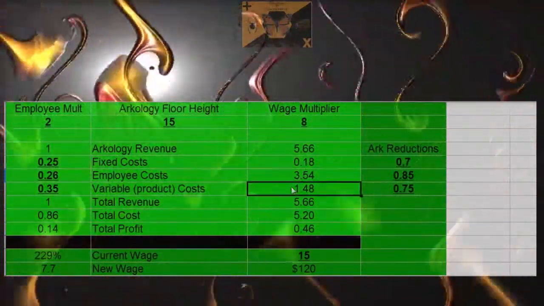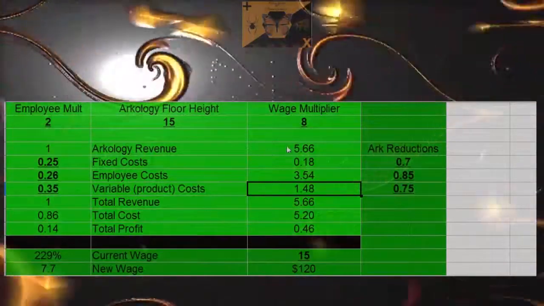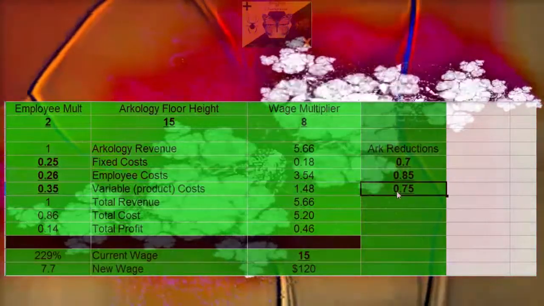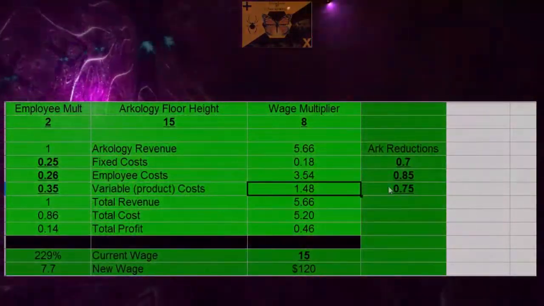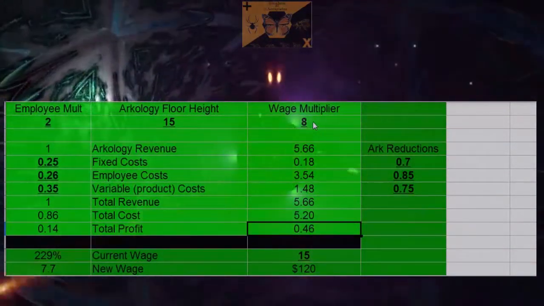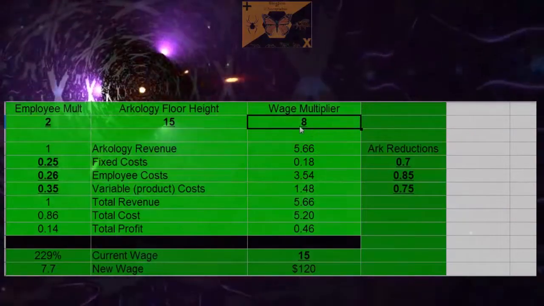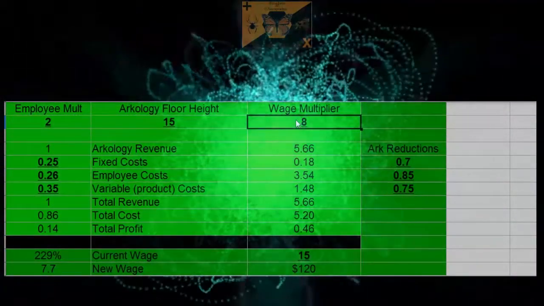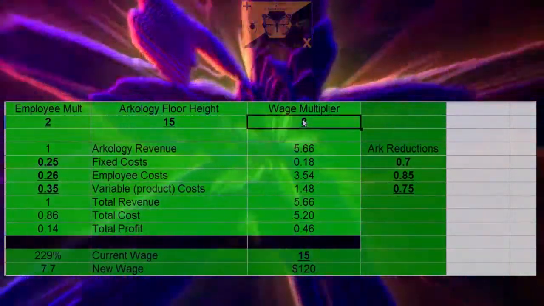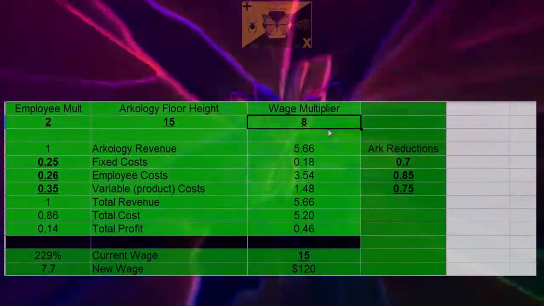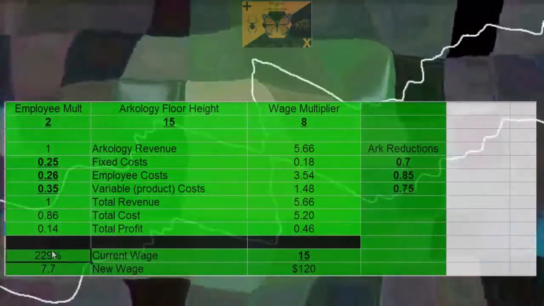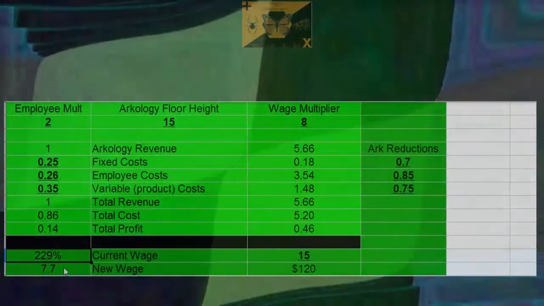And your variable product costs get multiplied by 5.6 because you're selling 5.6 times more products. But it has this 25% decrease on that. So you add them all up, you have 0.46 over. And this also, you can have a wage multiplier. This is the big one. You can adjust your wage multiplier to get your profit into a reasonable range. So this is how much you can increase the wages of your workers and still have 229% higher profit.